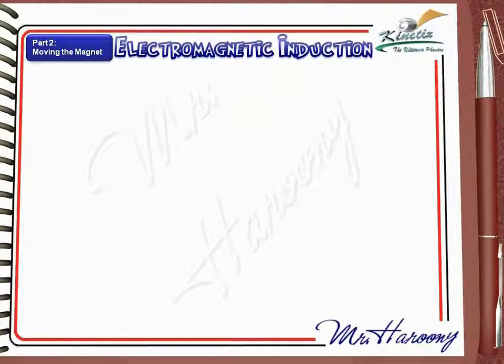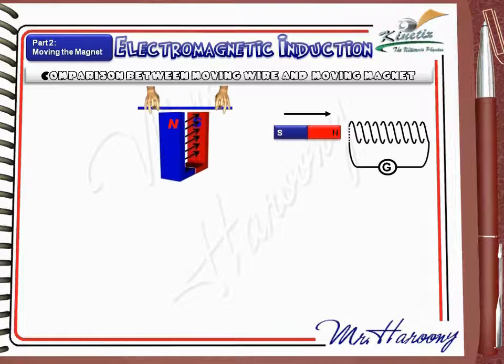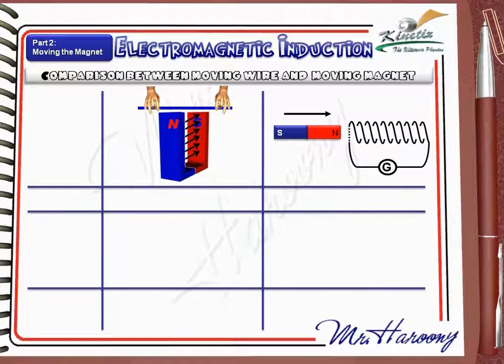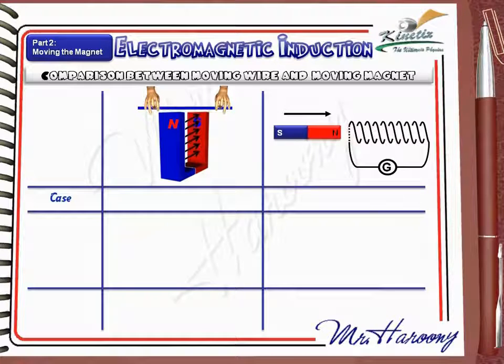Now we have nearly finished everything about the second method of producing induced current, which is moving the magnet near a fixed coil. So it will be a good idea to have a comparison between the two methods we have. The animation shows the way they produce the current. If we talk about the case, the first one shown by the diagram on the left is a case of moving wire and a fixed magnet. On the other hand, the case on the right is a case of moving magnet near a fixed wire or a coil.